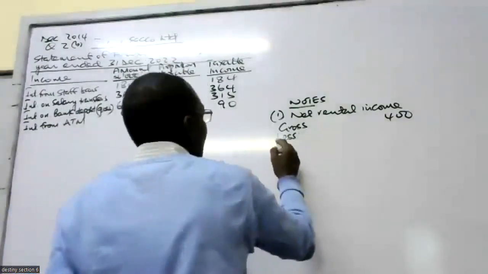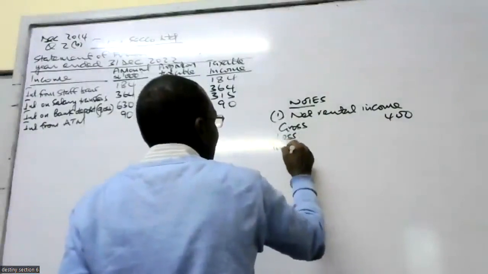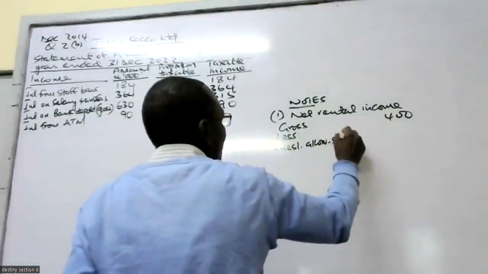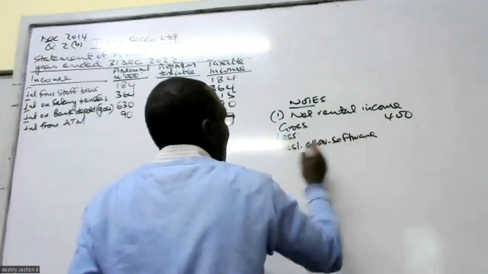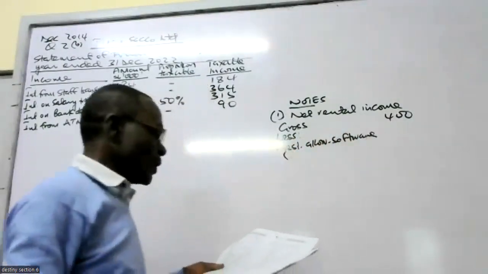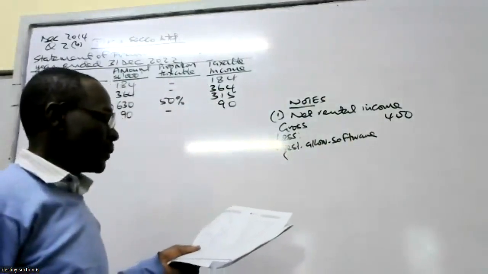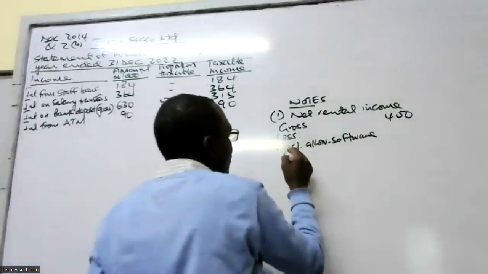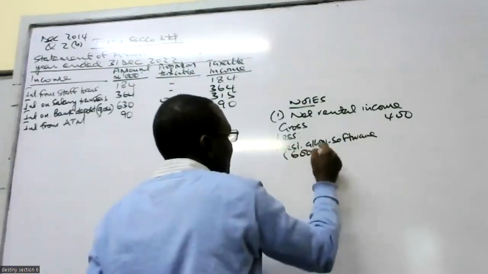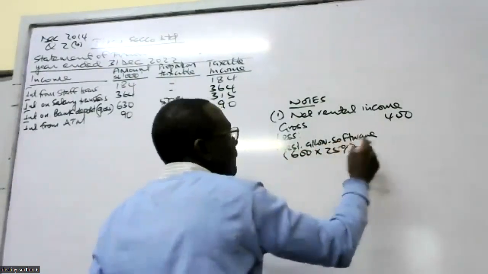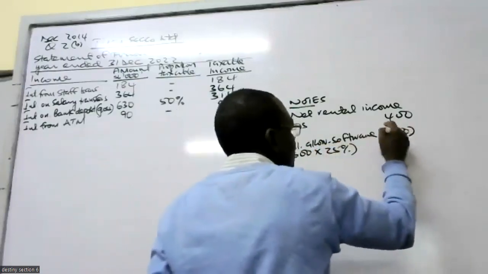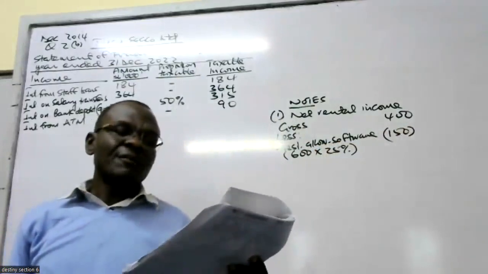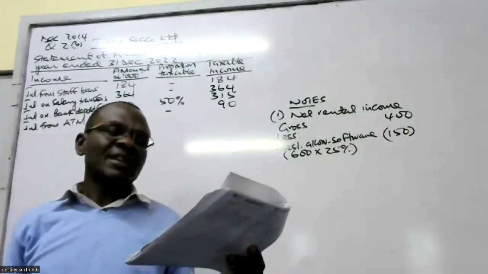We'll calculate the investment allowance on software. The software bought for rental premises is 600, so 600 multiplied by 25% gives 150 for software used for the rental business. Funeral expenses is not relevant.